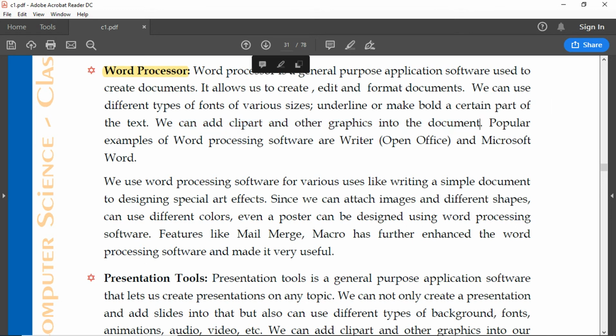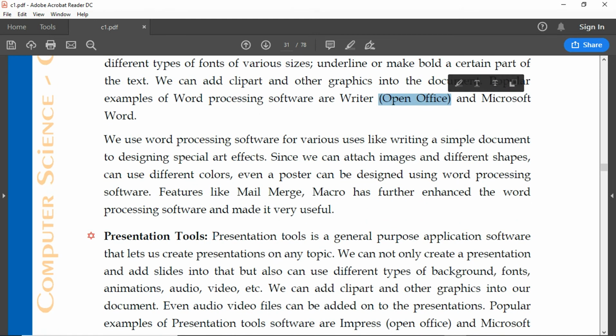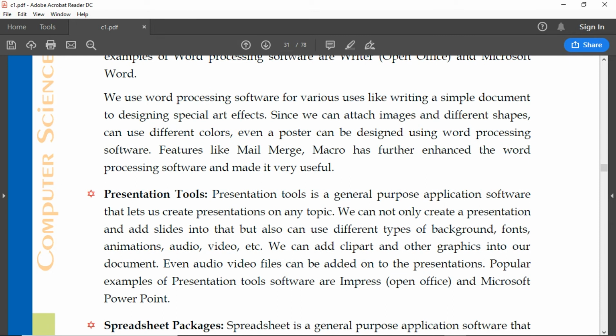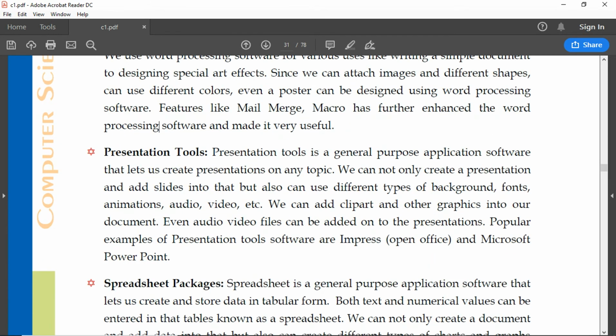Popular examples of word processing software are Writer, OpenOffice, and Microsoft Word. We use word processing software for various uses like writing a simple document to designing special art effects. Since we can attach images and different shapes, and use different colors, even a poster can be designed using word processing software. Features like mail merge and macro have further enhanced word processing software and made it very useful.